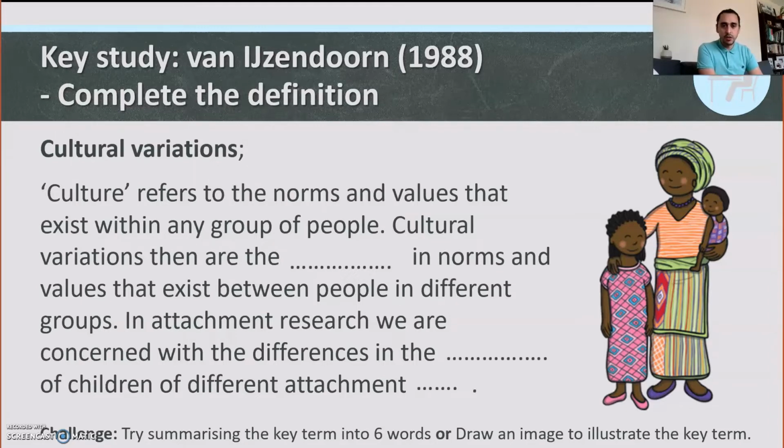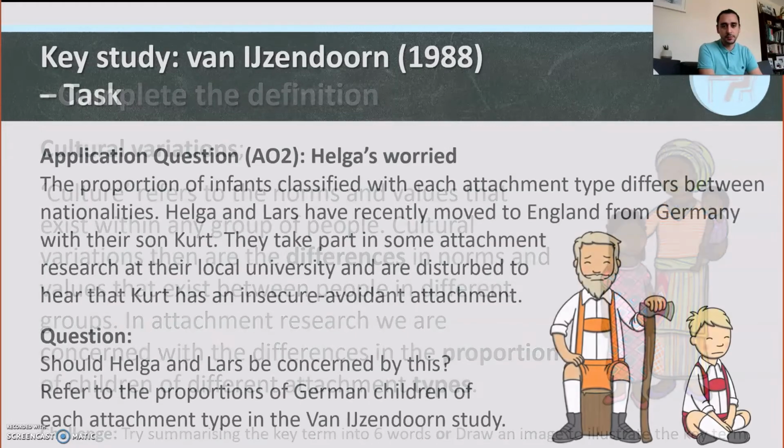Culture refers to the norms and values that exist within any group of people. Cultural variations then are the differences in norms and values that exist between people in different groups. In attachment research, we are concerned with the differences in the proportion of children of different attachment types.